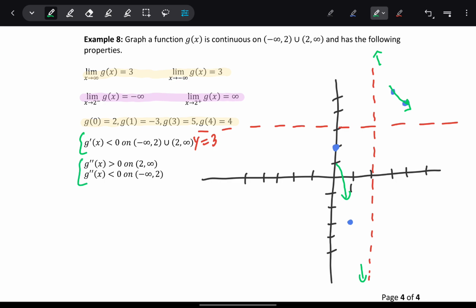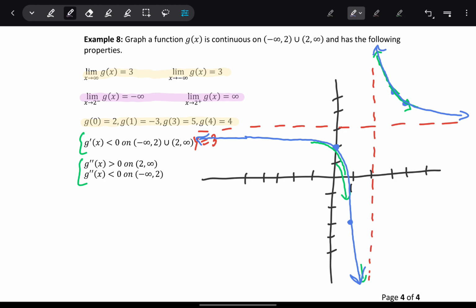We're told that our function is concave up on the interval from 2 to infinity. So we need to follow a curve that's opening up, and our curve needs to be concave down from negative infinity to 2, so our function needs to be opening down. So we're going to end up with a curve that's opening up and decreasing, approaching that horizontal asymptote and that vertical asymptote, and then a function that's approaching that horizontal asymptote, decreasing and concave down as we approach that vertical asymptote.